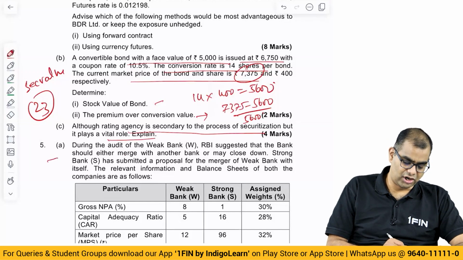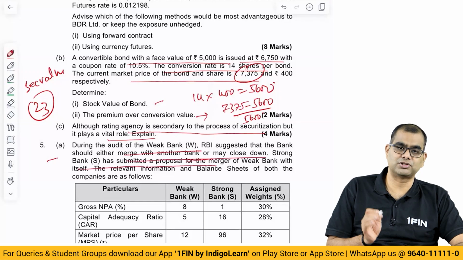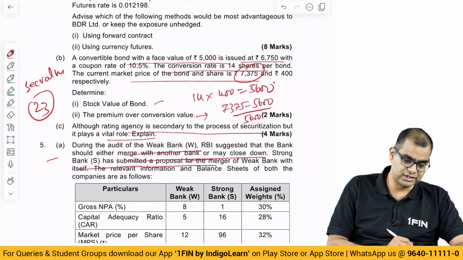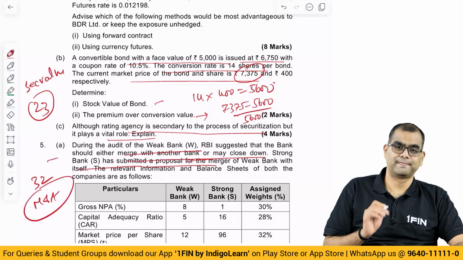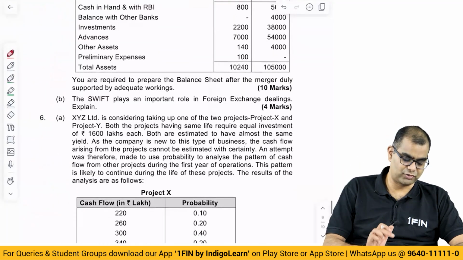Then 5A, during the audit of a weak bank, our bank suggested that it should merge with another bank or close down. A strong bank has submitted a proposal for merger. So this also is question number 32 from the M&A chapter. Okay, this is slightly lengthy, but it's the same question.